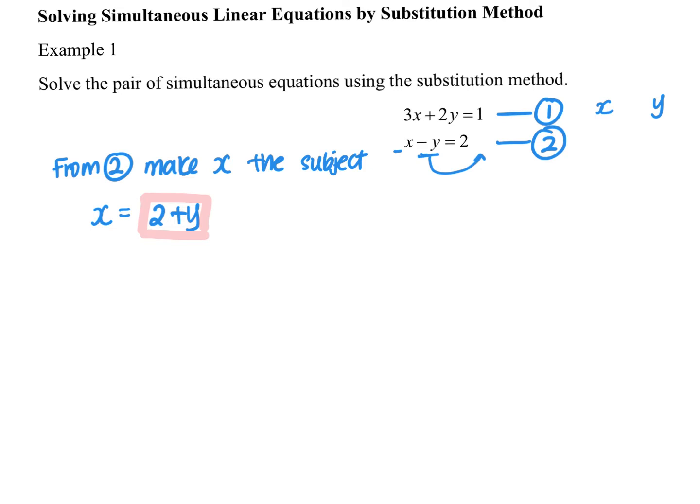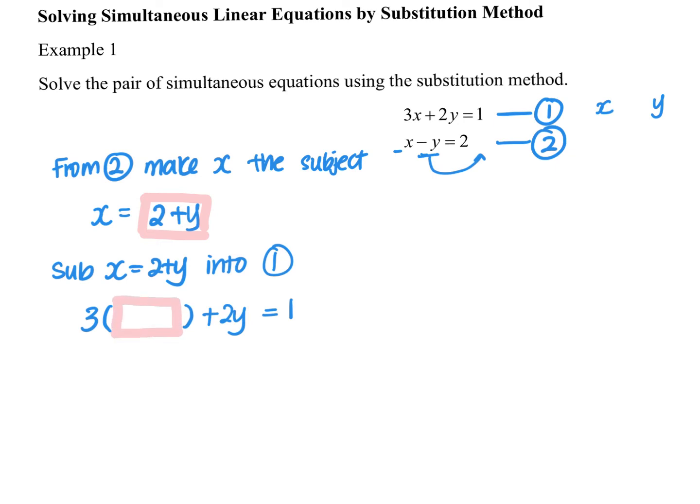Now this equation, x equals something, came from equation 2. So if you plug it back into equation 2, you're not going to get any solution. Hence we're going to substitute it into equation 1. So substituting x equals 2 plus y into equation 1, what happens? We will get 3 times x plus 2y equals 1, and whenever I see x, I will replace it by the expression 2 plus y. So that's how we've done the first step.